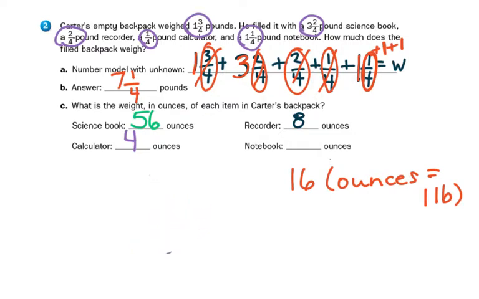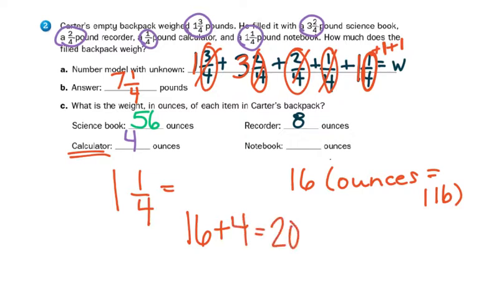And lastly, the notebook. The notebook weighs 1 1/4. Well, if I take the 1 pound, I know that's 16 ounces plus, and I just found out that for the calculator, 1/4 of 16 is 4, so if I add that onto the 16, I get 20 ounces.